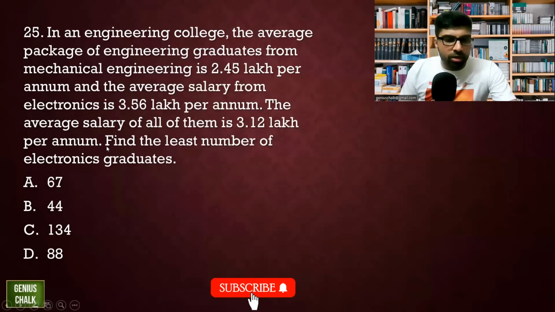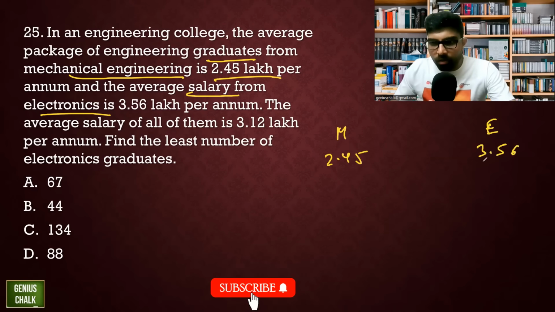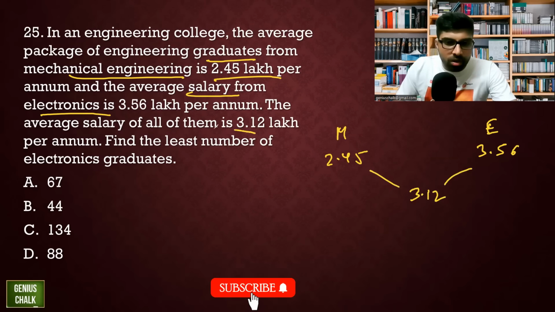In an engineering college, the average package of engineering graduates from mechanical engineering is 2.45 lakh. So from mechanical, 2.45 lakh per year. The average salary from electronics is 3.5 lakh per year. Fine. The average salary of all of them is 3.12. Find the least. Now this is important. What is the meaning of least here? Least number of electronics graduates.